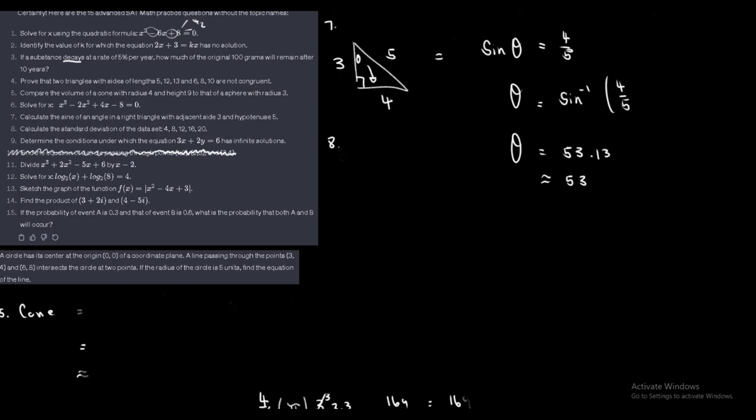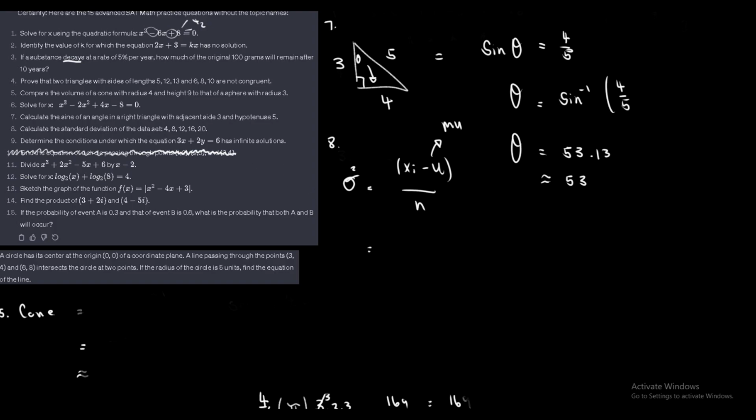Number 8 tells us to calculate the standard deviation. Okay, standard deviation: sigma squared is equal to the sum of all values, subtract from the mean, Greek letter mu, and we're going to divide this by n. So this calculation is going to be a bit long, so I might fast forward the time.